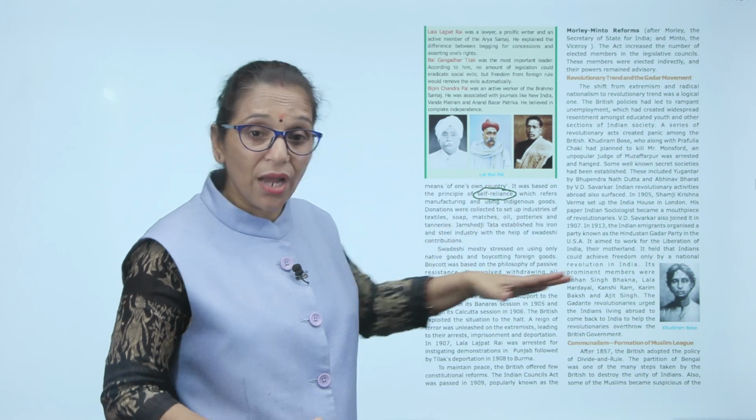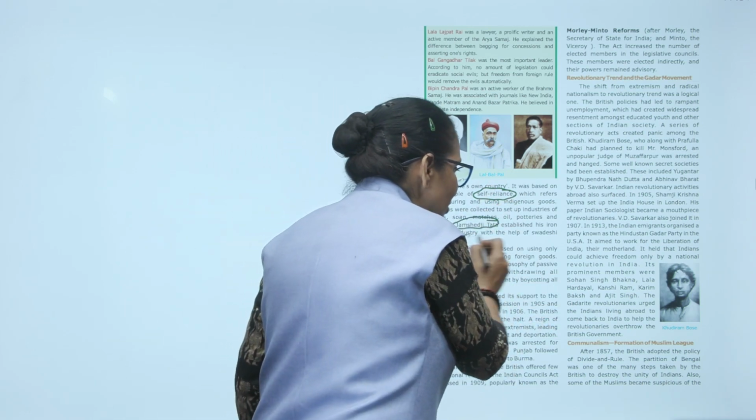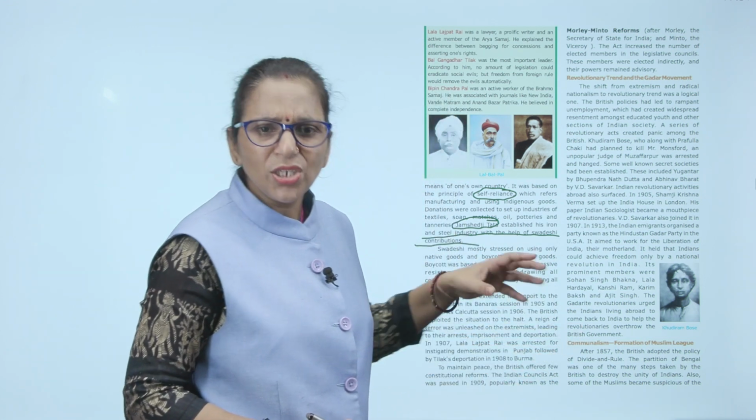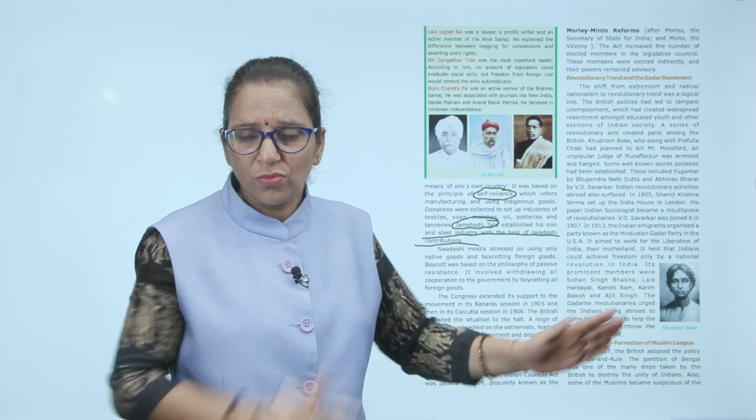Jamshedji Tata worked very hard and he established his iron and steel industry with the help of Swadeshi contribution at that time. Swadeshi mostly stressed using only and only Indian goods and boycotting foreign goods. Not to use. Boycott was based on the philosophy of passive resistance. We are not going to use the Britishers' goods. So what happened? The Britishers' economy will fall down.